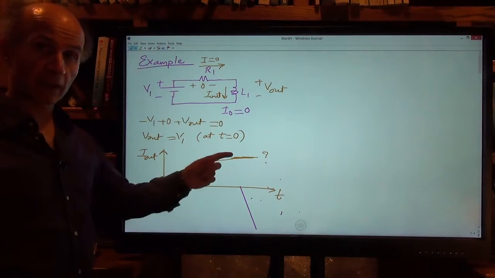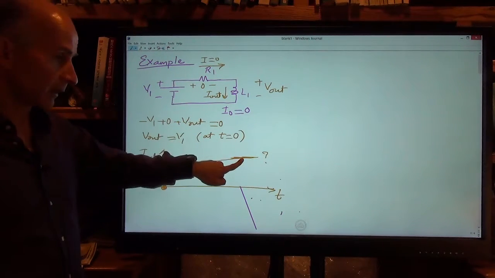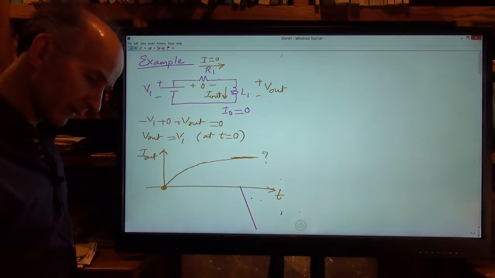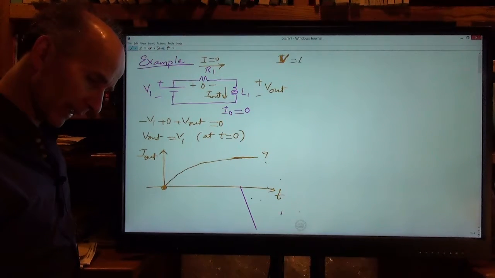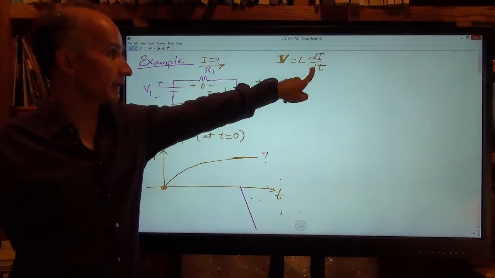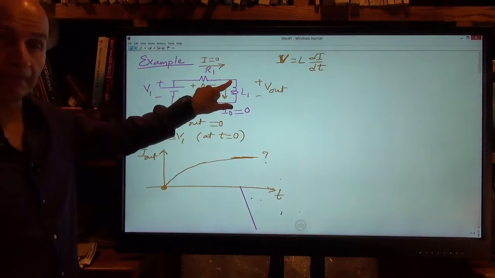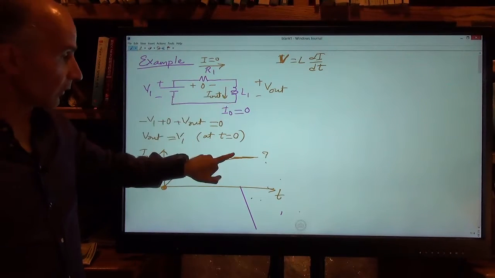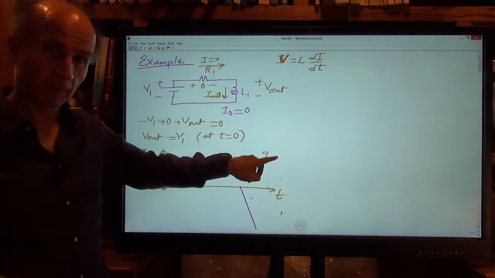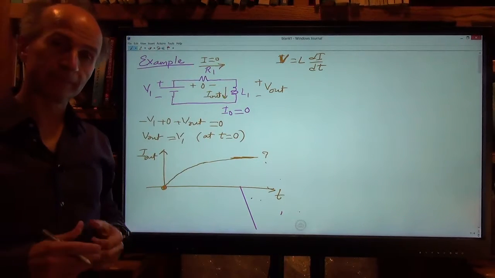Well, let's suppose this current does become constant. If the current becomes constant, then I'm going to write V equals L di over dt. So if the current through the inductor has reached a constant value, its derivative is 0, the voltage on the inductor is 0. So if you wait a long time for this current to reach a constant value, the voltage across the inductor is 0.